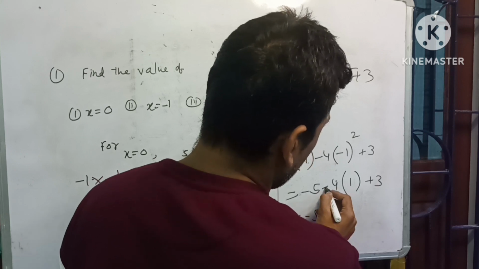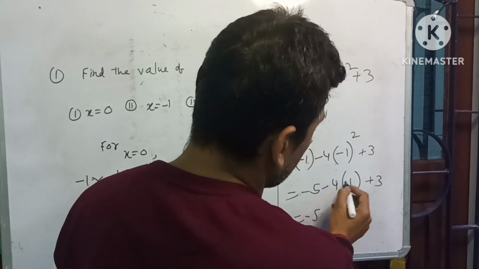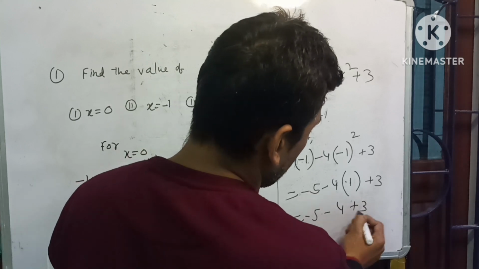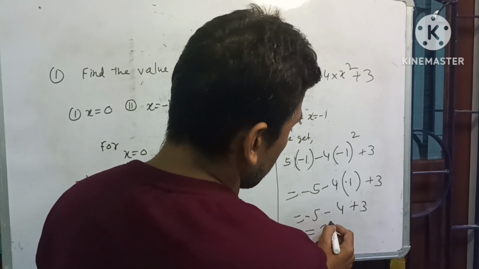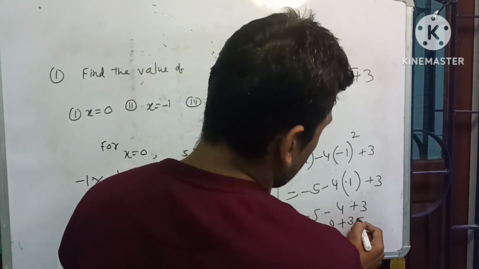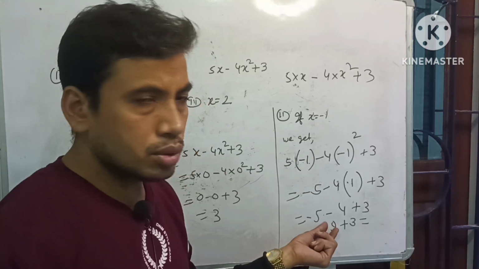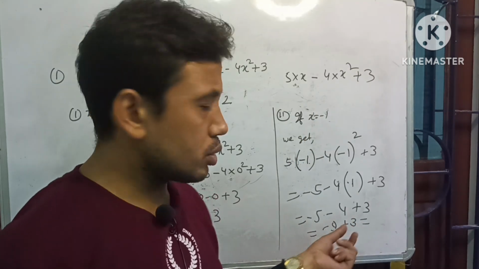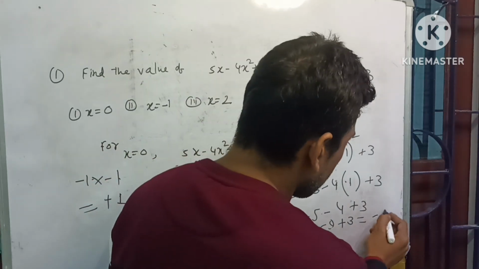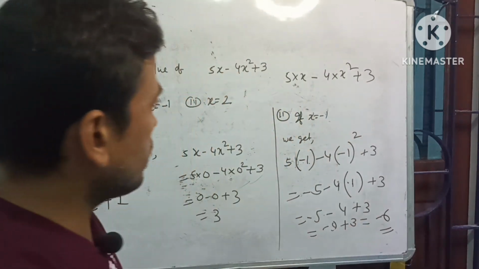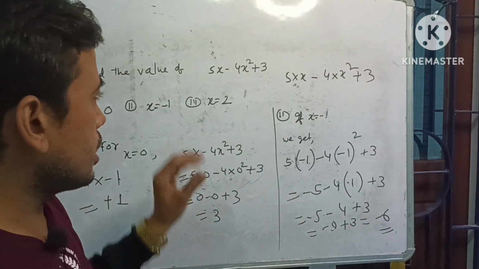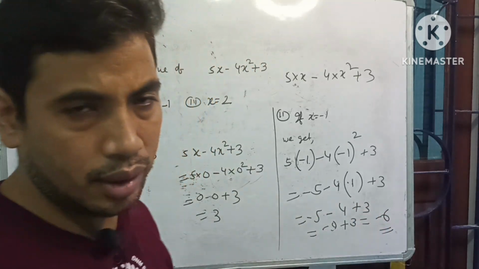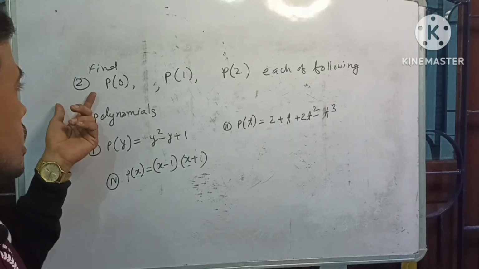Minus 5, minus into plus is minus, 4 ones are 4, plus 3. Now minus 5 minus 4, that means minus 9 plus 3. Here 9 is to pay and 3 in our hand. So we get minus 6. That means for x equal to minus 1, the value of this polynomial is minus 6.